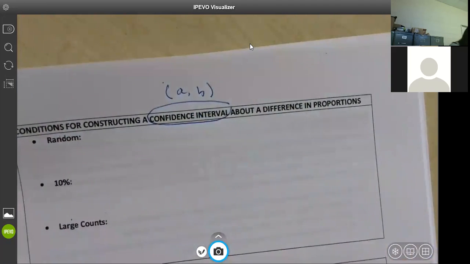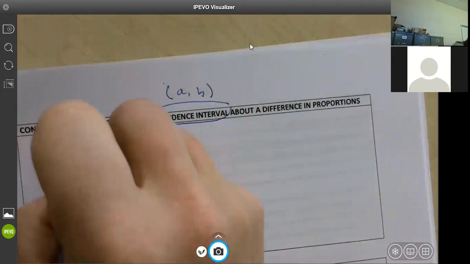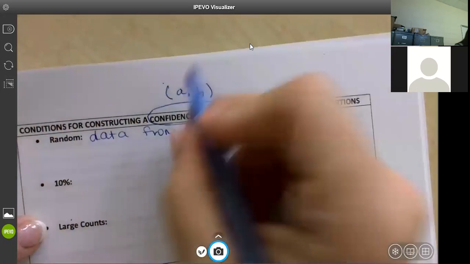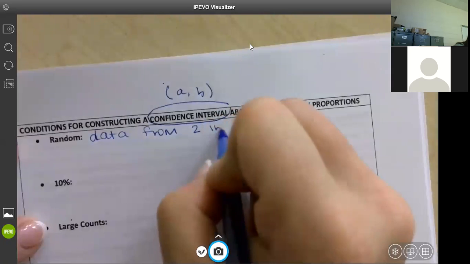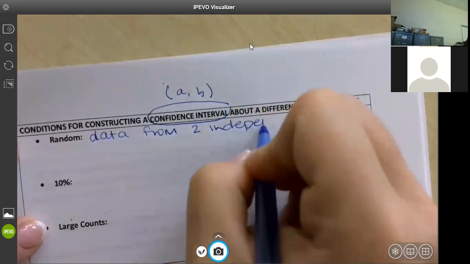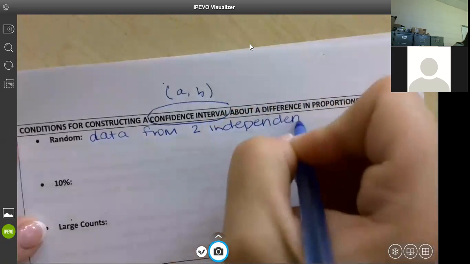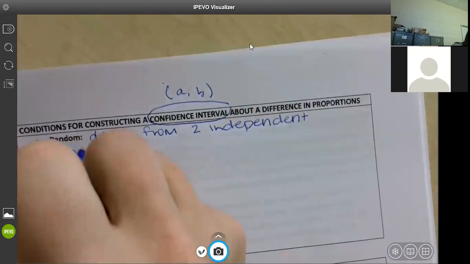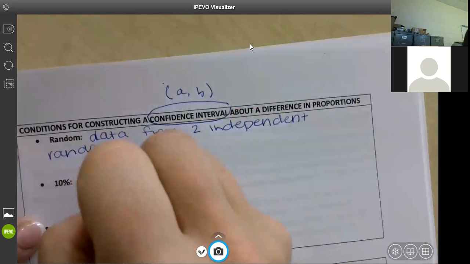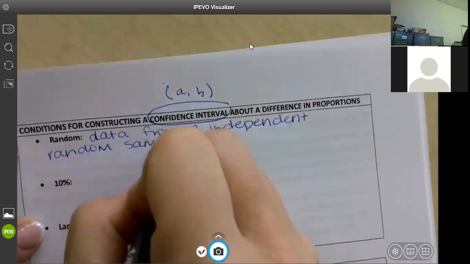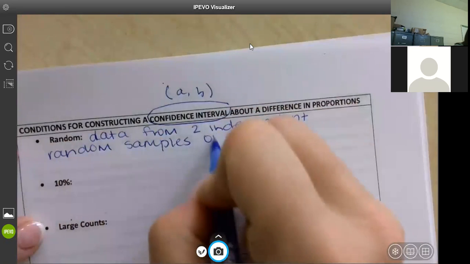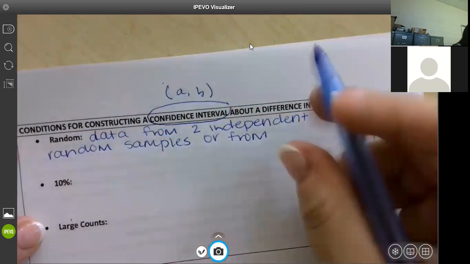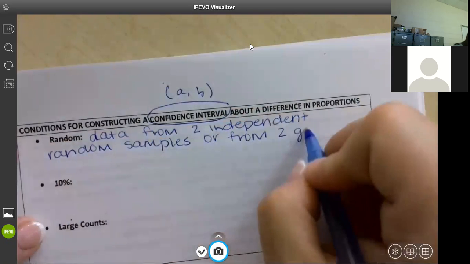So data from 2 independent random samples or from 2 groups in a randomized experiment.